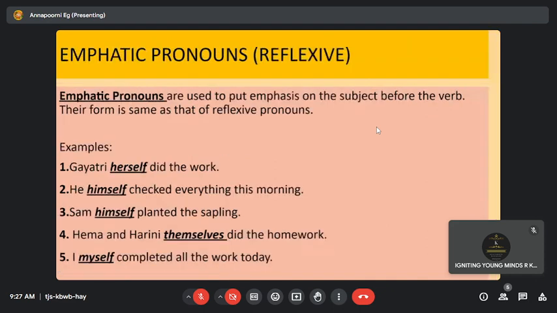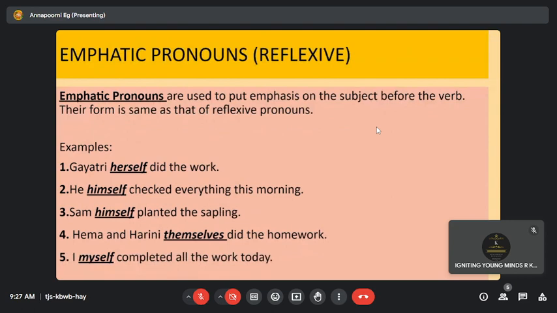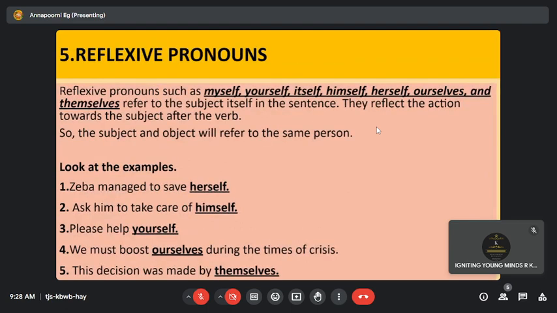Also, they are called emphatic pronouns. There are two names for this. So when you're writing reflexive pronouns, in the bracket you can write emphatic also. Emphatic means it puts emphasis on the subject itself. Subject को ही emphasis करते हैं या importance देते हैं. Subject को ही significance देते हैं. इसलिए reflexive pronouns का दूसरा नाम है emphatic pronouns. So when you're writing the definition, you can write the whole part till the subject and object will refer to the same person.